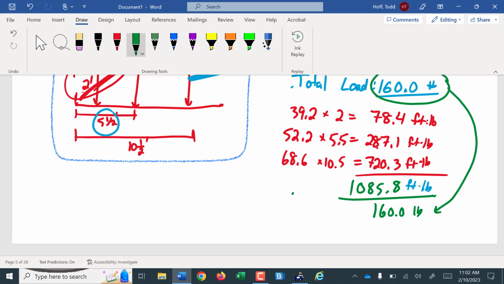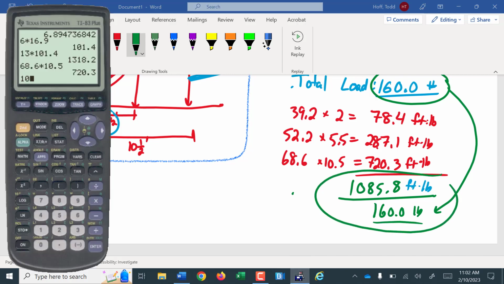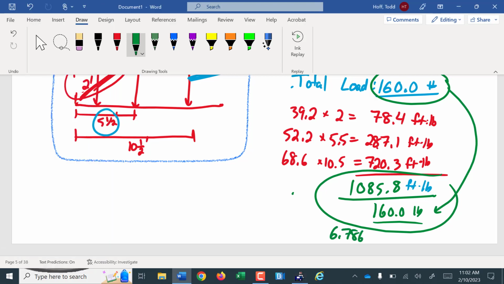So then we take the 1,085.8 divided by our total weight of 160 to get a distance of 6.786. So what that is telling us is that this whole structure can be reduced to a single concentrated load of 160 pounds at a distance of 6.786 feet from the left end.